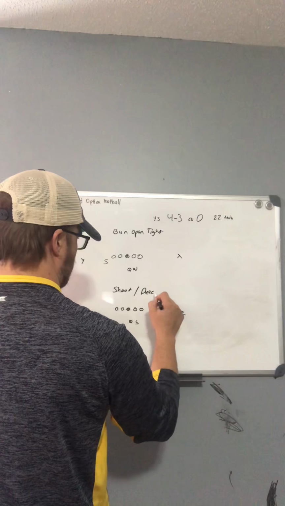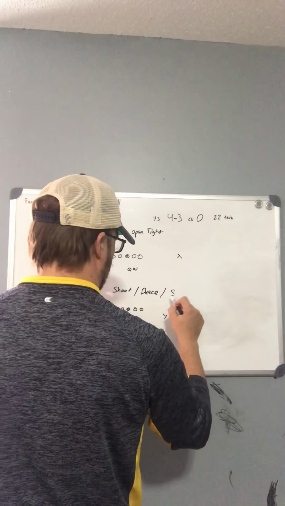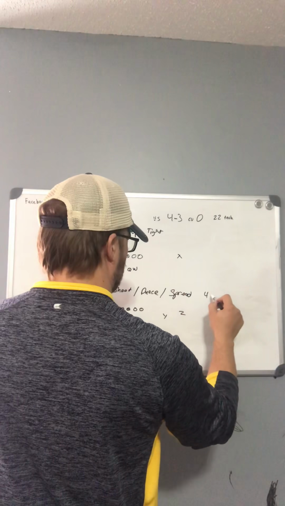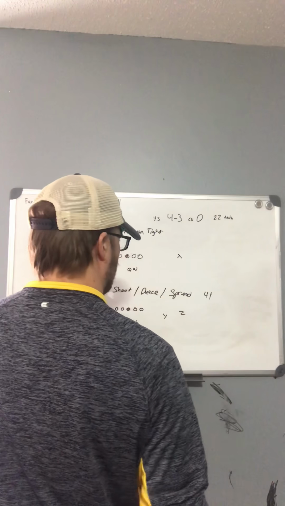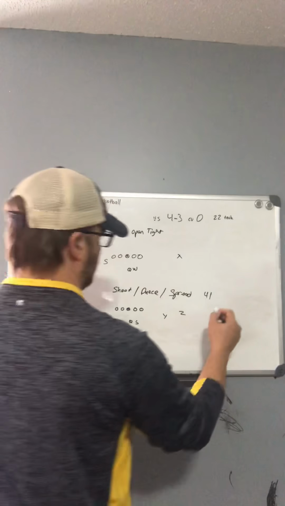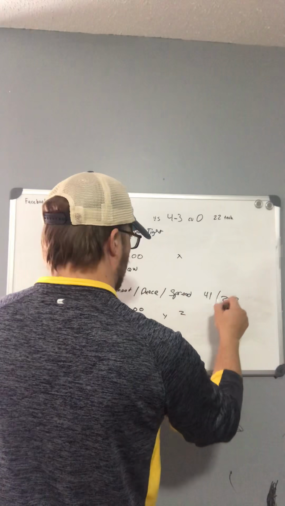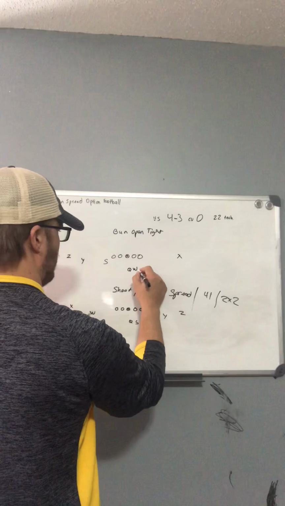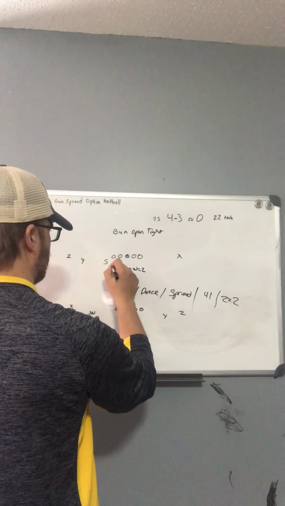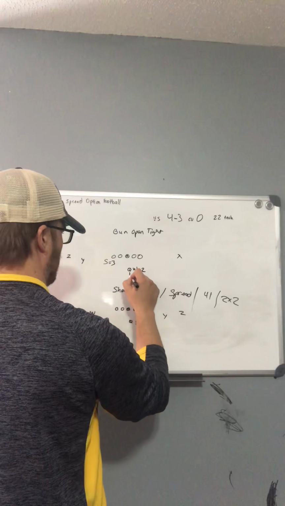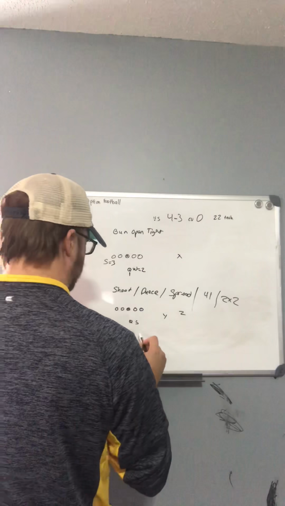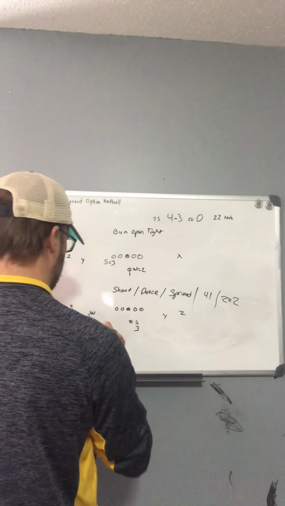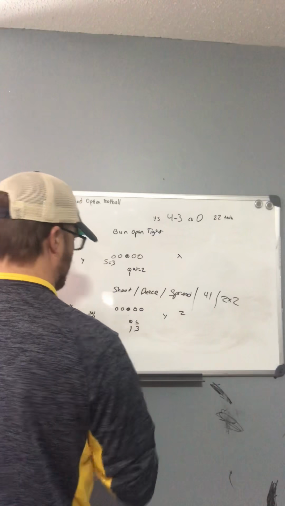The other high schools I was at called it deuce. We also had it as the spread. Some people are going to call it 41 personnel, 4 by 1, or 2 by 2. Whatever name you want. But what I'm going to tell you is, our W is our 2 back, S is 3, quarterback's 1. So here you'd have your 3 back, here you'd have your 2, and the quarterback would be your 1.